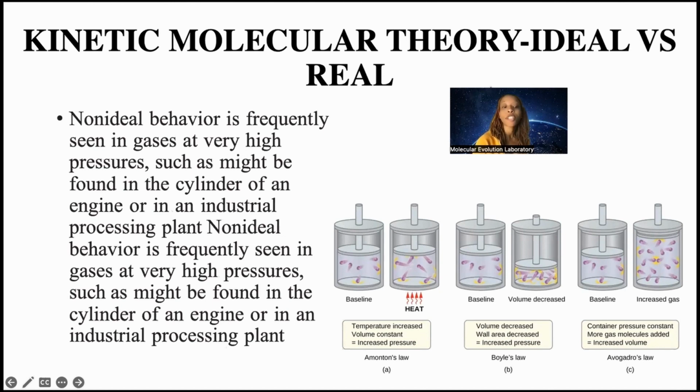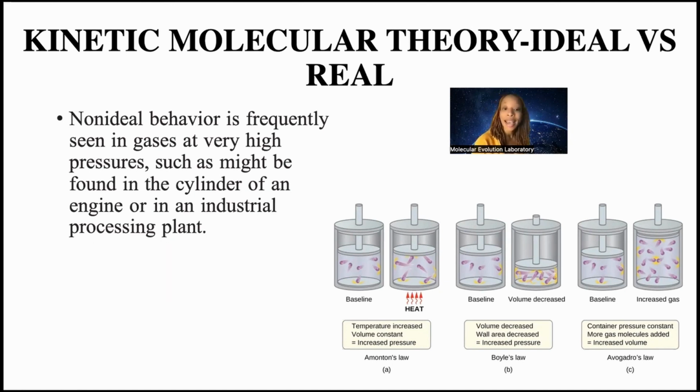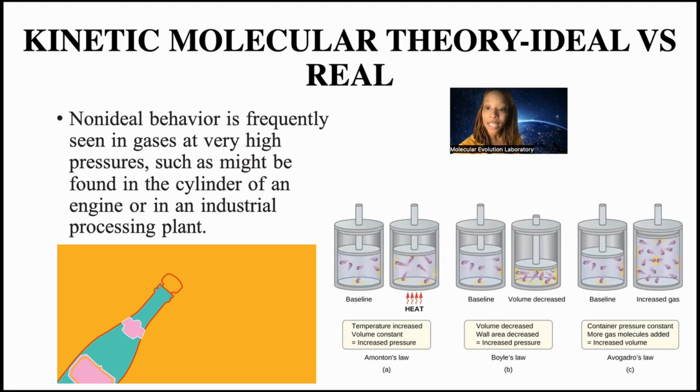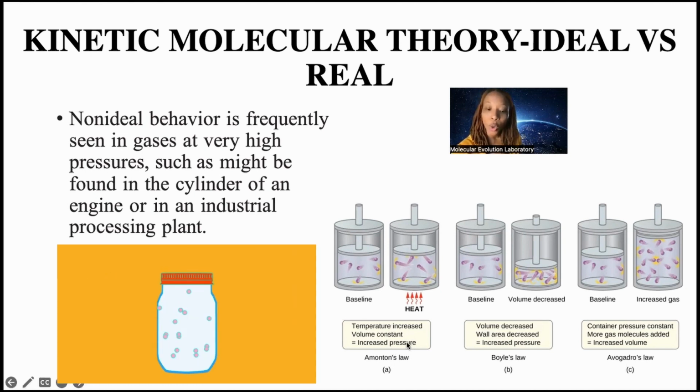Non-ideal behavior is frequently seen in gases at very high temperature. So basically, the kinetic theory looks at gases in their ideal state. Non-ideal behavior is also frequently seen in gases when the pressure is very high. This can be seen when gases are confined to an engine or a cylinder or a processing plant. So this is basically looking at the temperature increase.